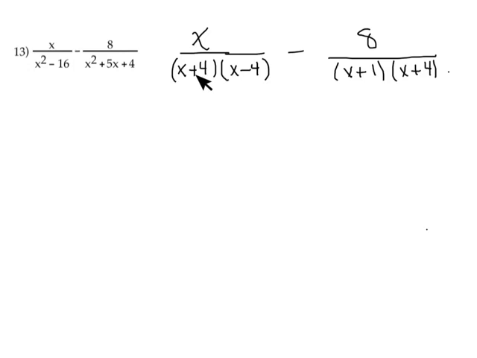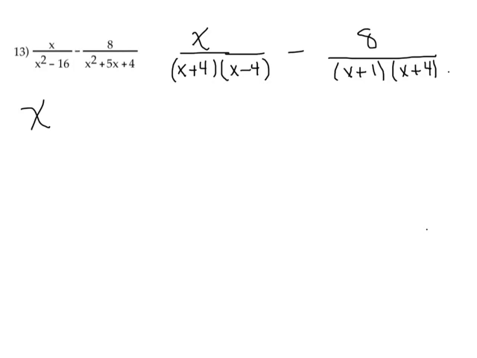Now we're going to compare. I've got x plus 4 times x minus 4, and I've got x plus 1 times x plus 4. Notice the difference. This one has x minus 4, this one has x plus 1. So we're going to change each of these by multiplying by a factor of 1. We're really not going to change it other than multiplying by a factor of 1. I'm going to ask, what is this missing in the denominator? x plus 1. And what is this missing in the denominator? x minus 4.